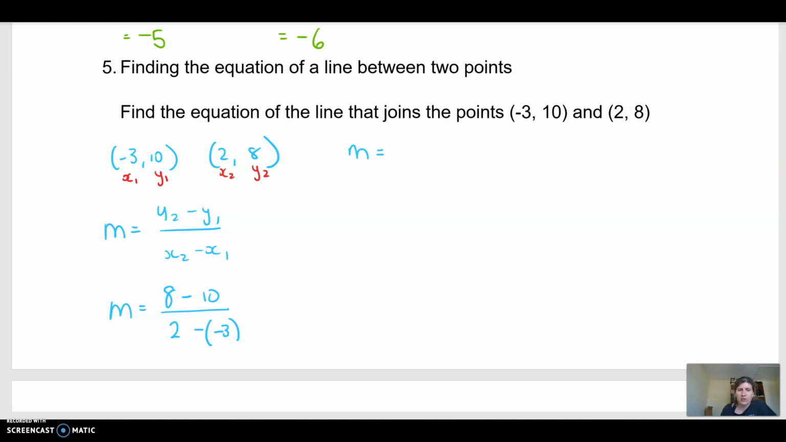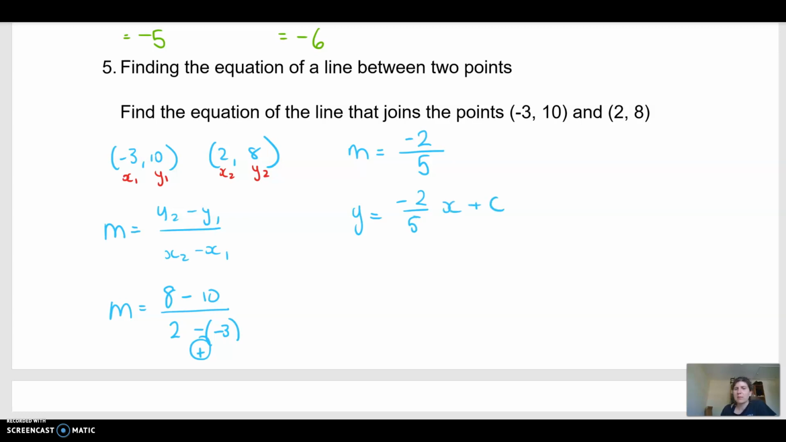Then the next thing I do is 8 minus 10 is -2. 2 plus 3, because then you've got the two negatives together, so it's plus 3. 2 plus 3 is 5. So my gradient is -2/5. Okay, and it's not always going to be a nice number, and that's why I've chosen those points for this.